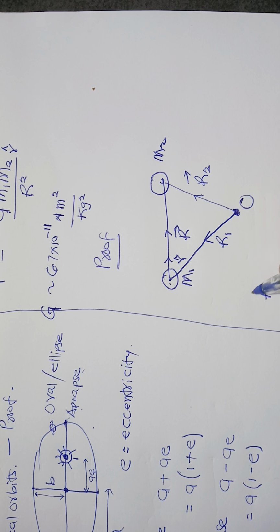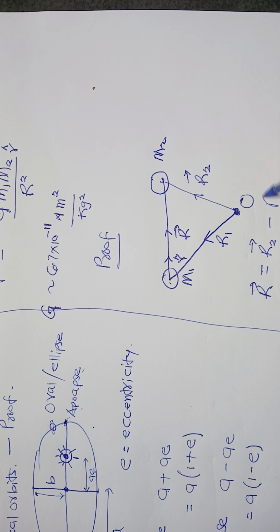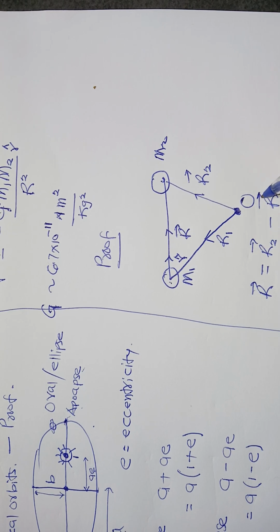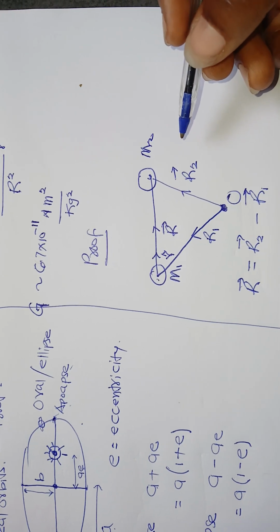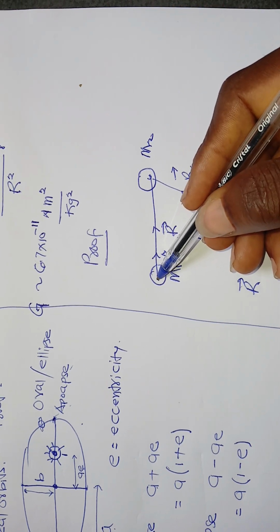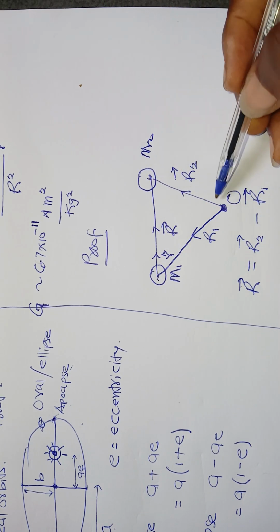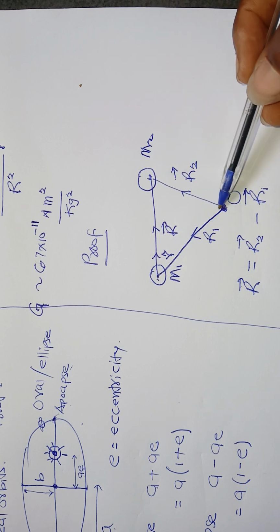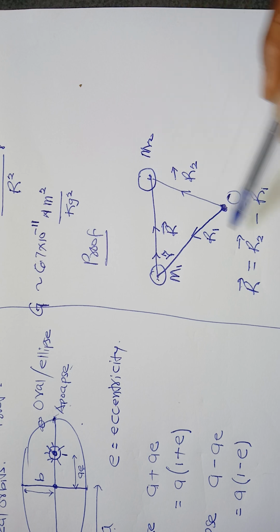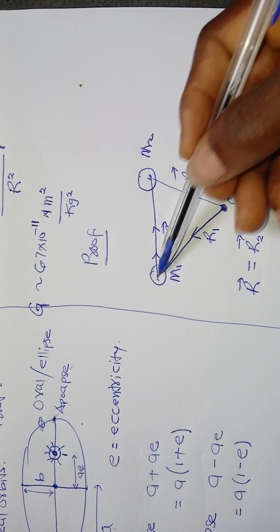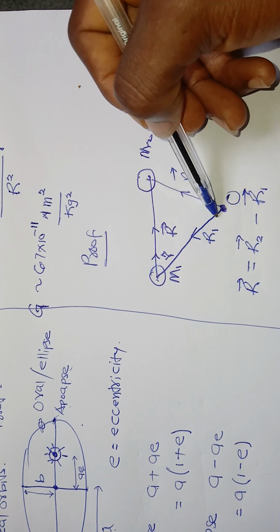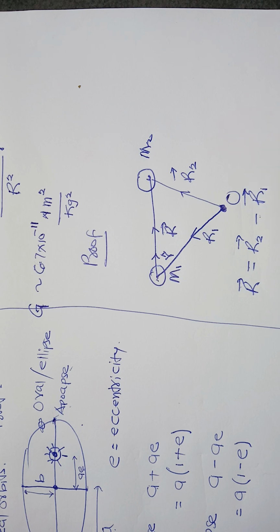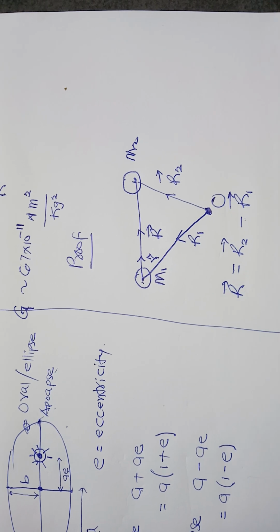So the vector R is equal to R2 minus R1. This is how vectors are added. If you have a net vector pointed in this direction, it is going to be the summation of these two vectors. But already R2 is pointed in the direction of R, so that will be positive, but R1 is pointed to the tail of R, so we need to reverse that vector. That's why we have this negative sign, minus R1.